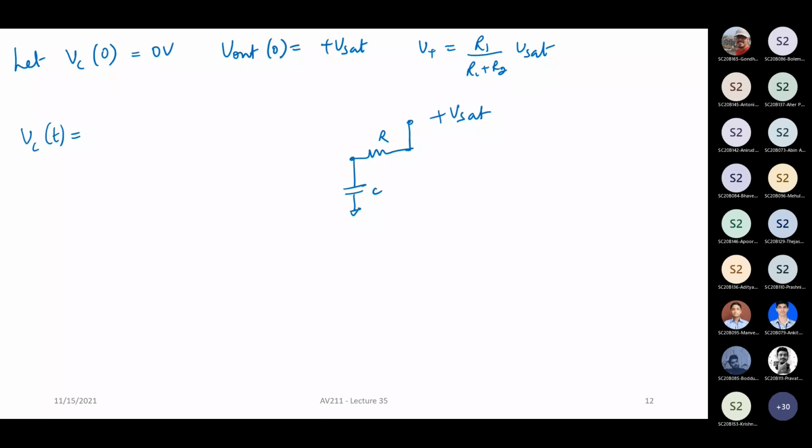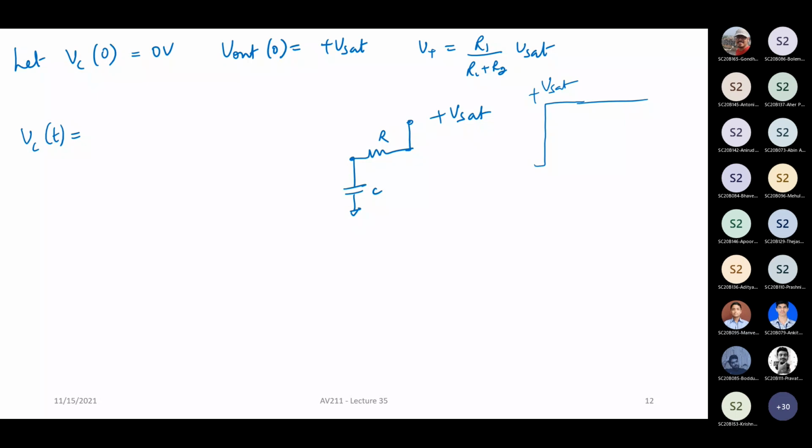How can we write VC of t? You can think of it as the output having gone from some value like a step response to plus VSAT, and you have this RC connected to it. How will it charge? Will it charge linearly? Will it charge exponentially? Will it charge quadratically?